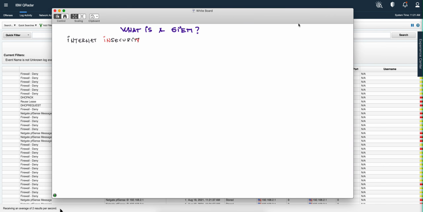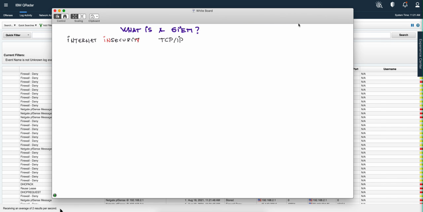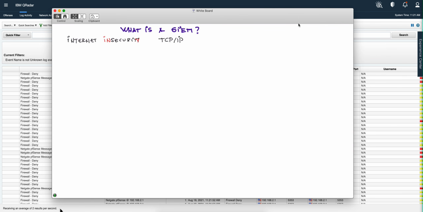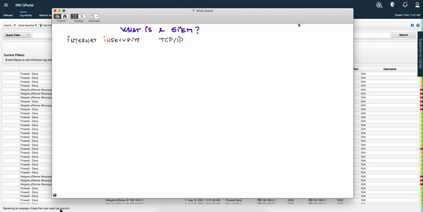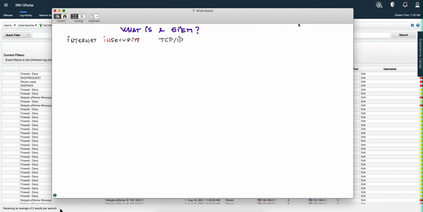Now, let's actually talk about the origins of this. Well, the internet relies on a protocol called TCP/IP. This protocol was created with the intention to have universities freely share information among themselves and have easy connectivity, and security was not at all a concern when this was created.